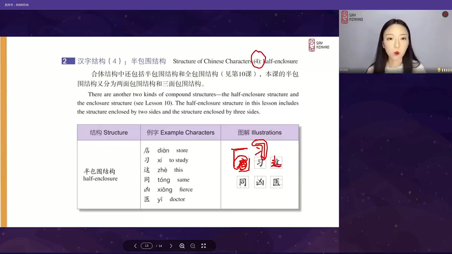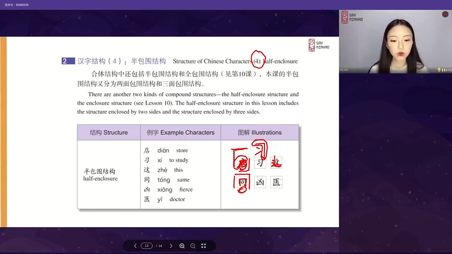And next one, tong, which means the same. And it is enclosing this part. We can see it is enclosing left, up, and right. Three sides, but in the bottom, nothing. It is open. Okay, it is open. So it is still called half enclosure, not full enclosure.